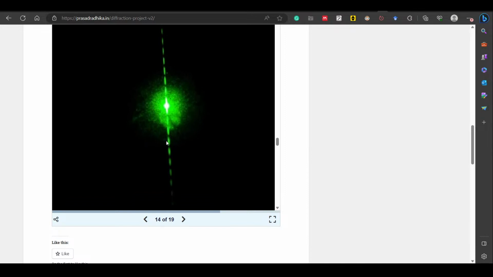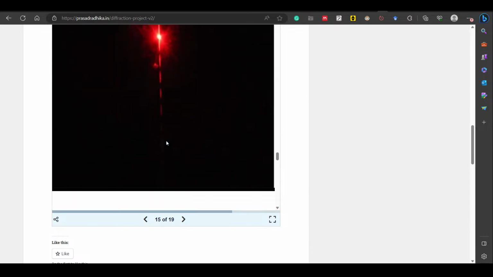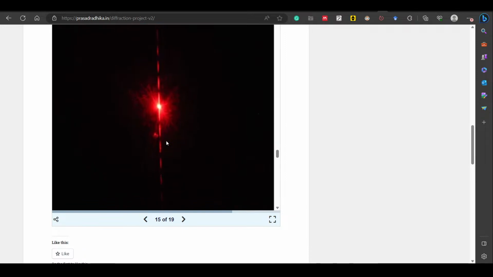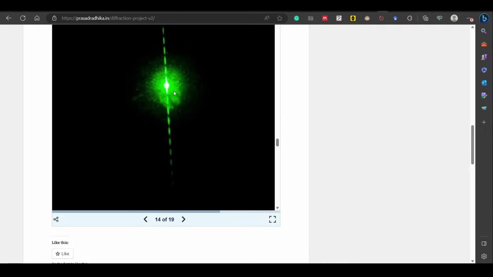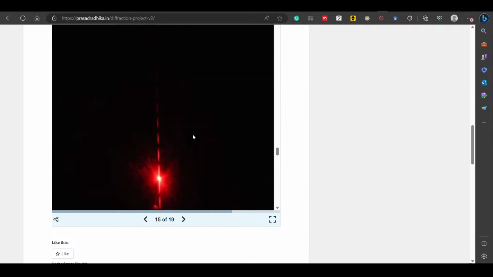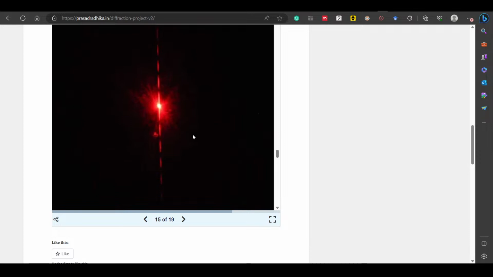So this is for green laser. I have for red laser as well. So between the green laser and the red laser, you see, because for red the wavelength is more, the fringe width is larger, and you see fewer fringes. In the green, the fringe width is smaller, so you see more fringes. See this difference between green and red laser.